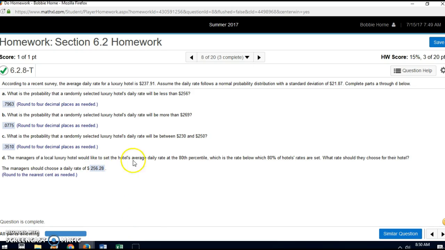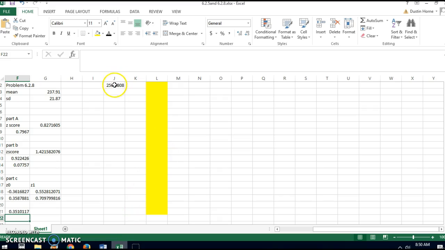And then the managers of a local luxury hotel would like to set the daily average at the 80th percentile. All right, so what we're doing is what's called reverse lookup. It's kind of like when you plug a phone number into Google to find the person's name. Well, here we're trying to find the 80th percentile, find the value using the percentile. So there's a formula in Excel that will do the reverse lookup.